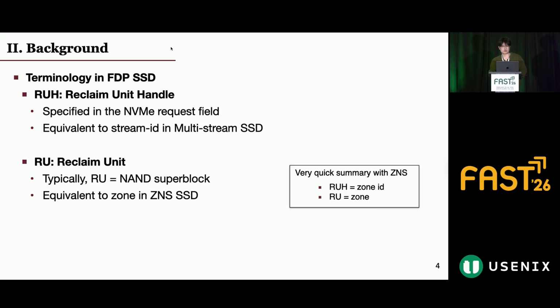So these are the main terms for FDP. First, RUH, reclaim unit handle. This is specified in the NVMe request field and tells the device where to place the data. If you're familiar with multi-stream SSD, think of it as equivalent to a stream ID. If you come from a ZNS background, this works the same as a zone ID. Second, reclaim unit. This is typically mapped to a NAND superblock and represents the unit of space the device manages internally. For those of you coming from a ZNS background, again, the quick mapping for RU is shown.